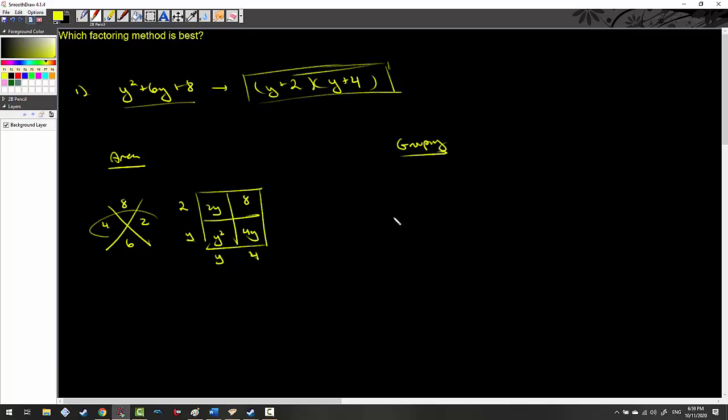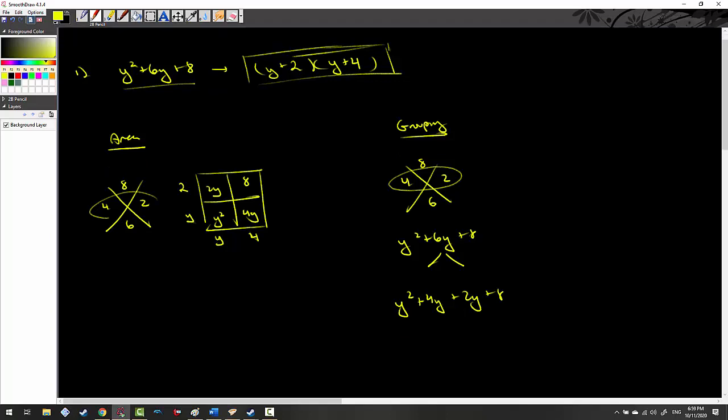Next. The grouping model utilizes the diamond in the exact same way the area model does. So again, I'll go 8, 6 here, and then 4 and 2. But where the grouping method diverges from the area model is these 2 numbers are now used to break apart the middle term. So if I rewrite this expression like this, the 6y becomes literally unadded, where I get plus 4y plus 2y and then plus 8. So again, I unadded the 6y.